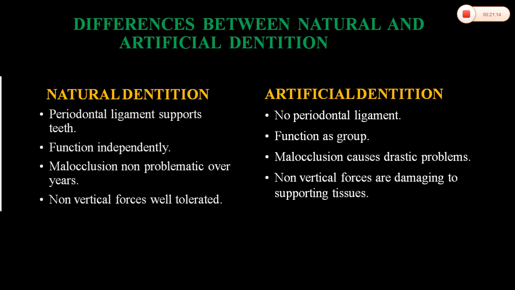Coming to differences between natural and artificial dentition, this is very important. Till now we have seen the definitions and what type of occlusion has to be developed in artificial teeth. Before that, we need to see the differences between natural and artificial dentition. So all of you know, when teeth are there, suppose you have 28 teeth, 32 teeth, each tooth will be present in its own socket, and it has its own periodontal ligament.